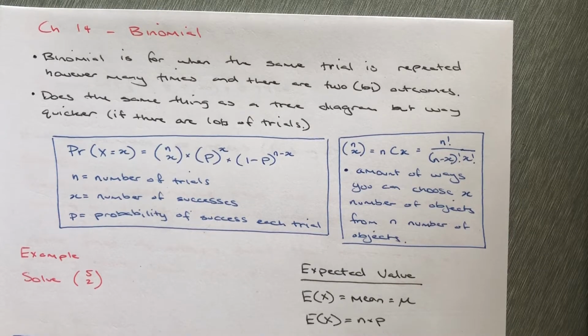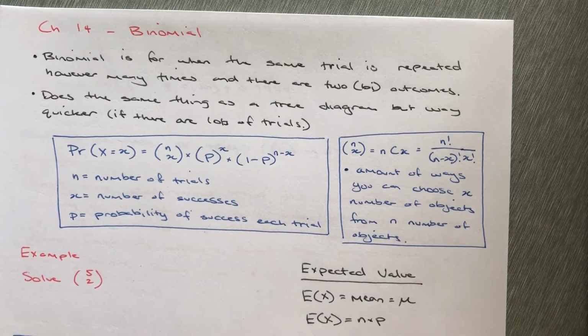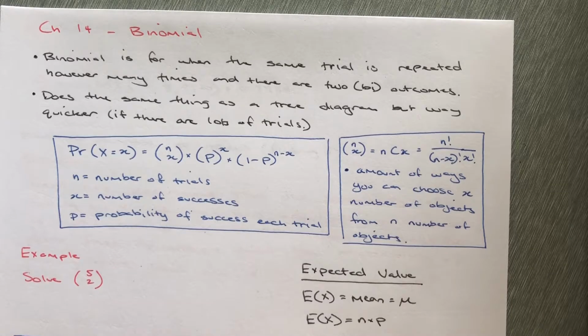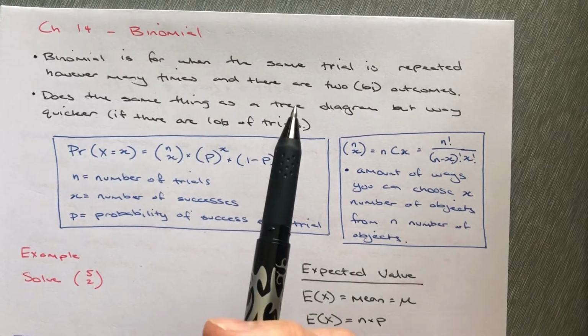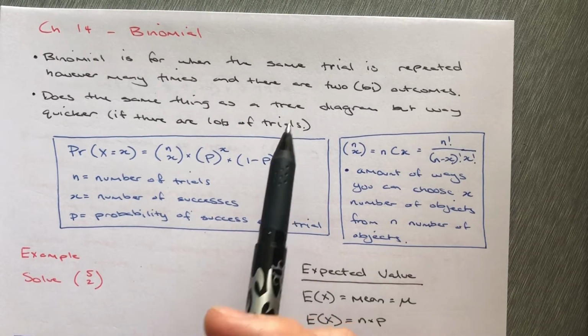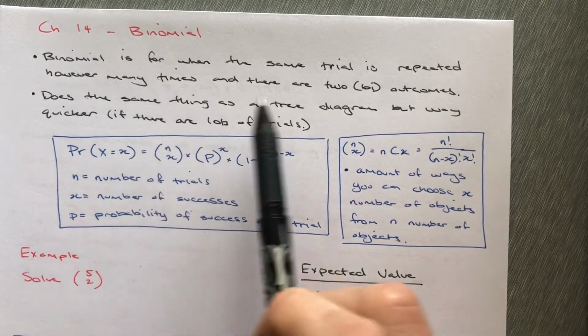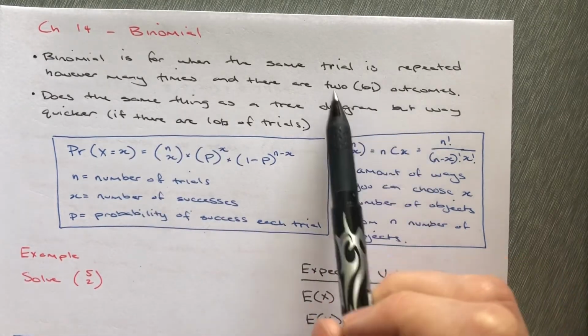Yeah, it's exactly the same as a tree diagram, except imagine drawing a tree diagram with 100 trials. That's going to take you a long time and be really, really hard to work out what's going on with that. So that's why binomial can be better than your tree diagram. One thing though, it says there needs to be two outcomes.